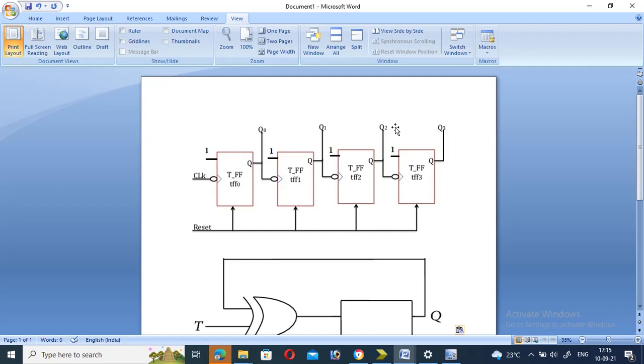In the previous video, we saw how the synchronous counter is designed with the help of a T flip-flop, and then we saw the corresponding Verilog code as well as the results analysis. So let us see this one.